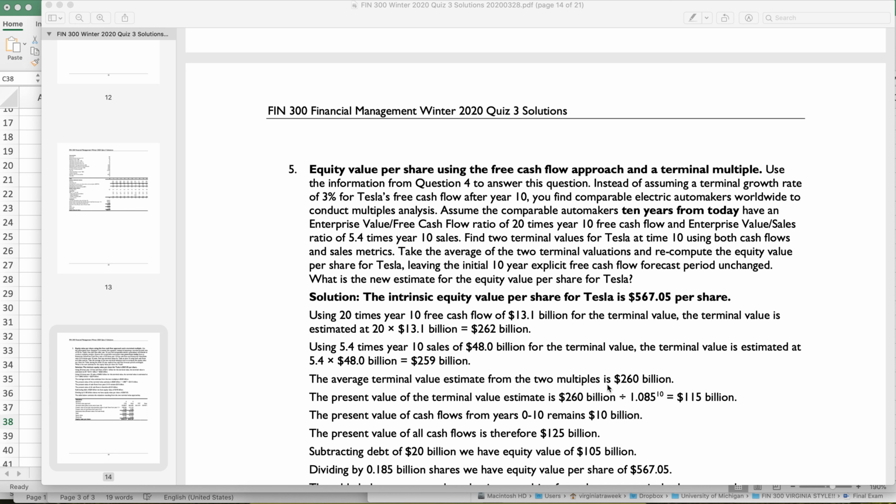Question 5 asks you to change your assumptions about your terminal value. So what they're saying is 10 years from today, you expect the enterprise value to free cash flow ratio is 10 times year 10 free cash flow, and then EV to sales is 5.4 times year 10 sales. Find the two terminal values and calculate the cash flows.